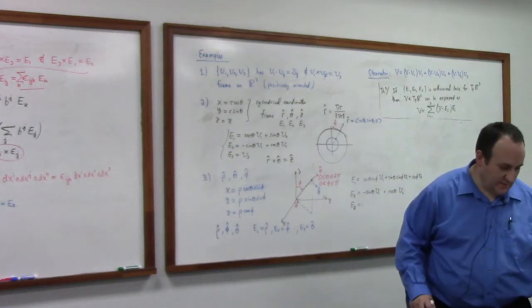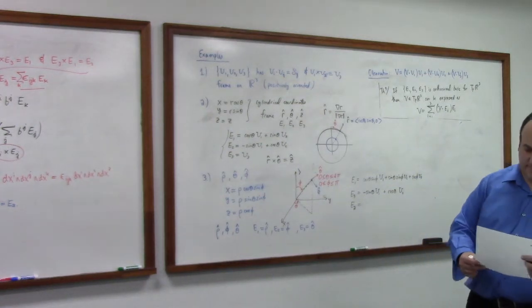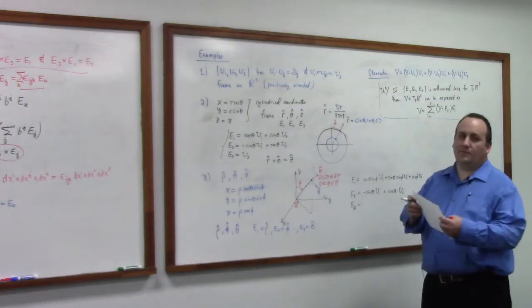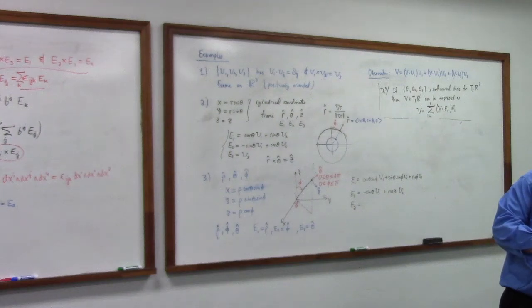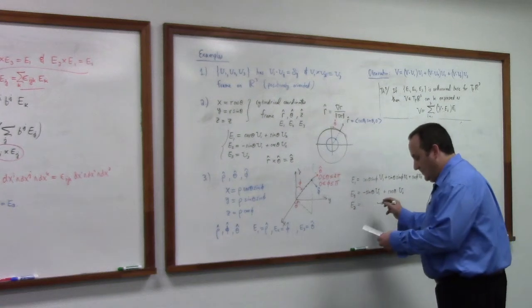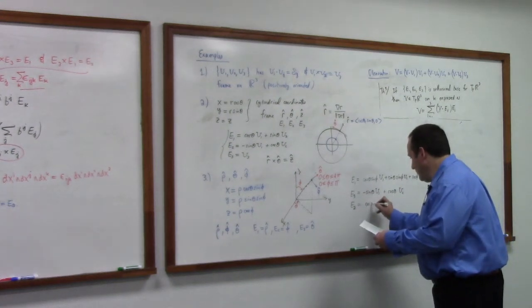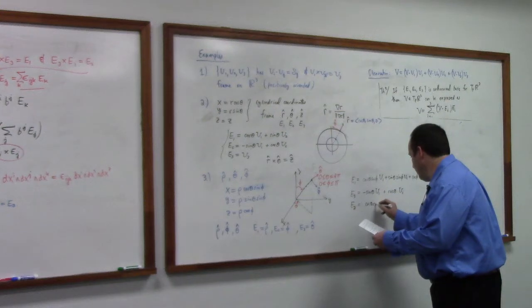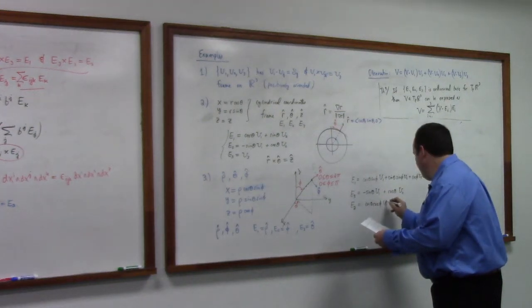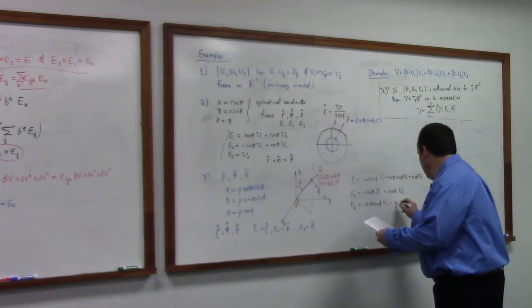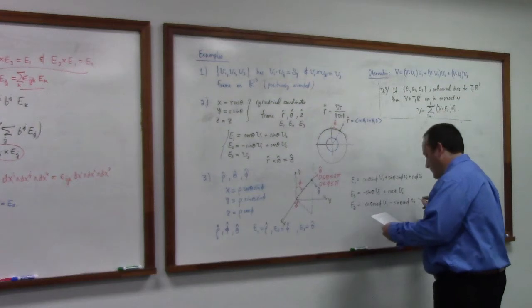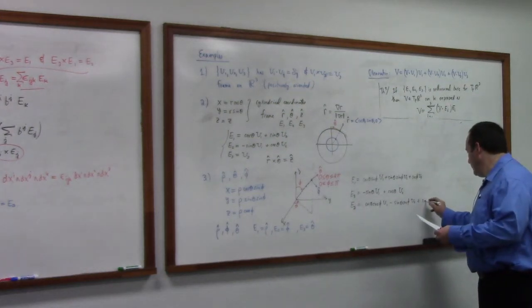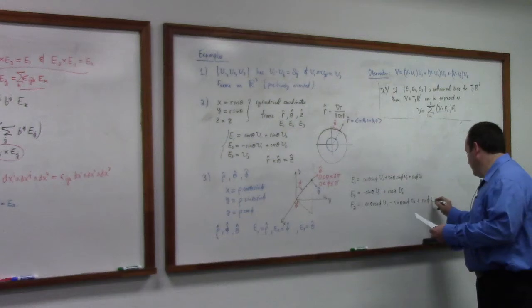So in my printed out notes, I have a sign error. I don't know if I corrected the sign error in the copy you guys have or not, because I printed these a few years ago. But I believe what should go here is cosine theta, cosine phi, u1, minus sine theta, cosine phi, u2, plus sine phi, u3.